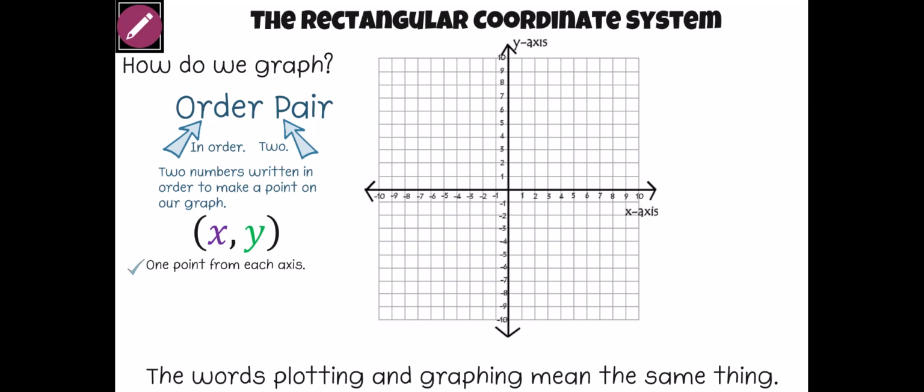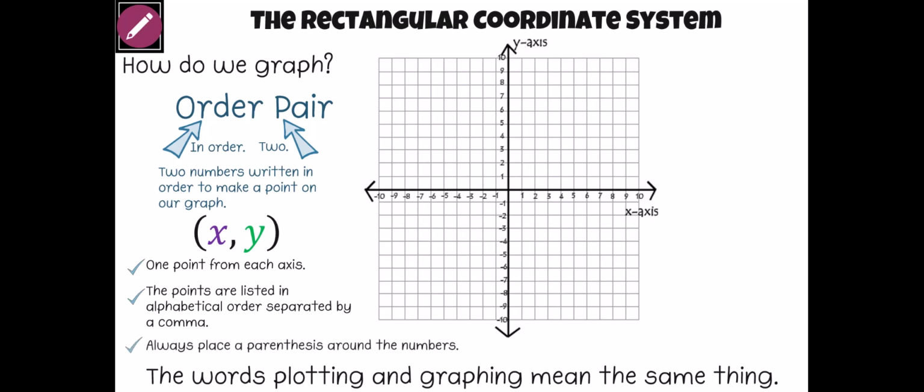Notice the x-axis and the y-axis. The points are listed in alphabetical order, separated by a comma. This is really important. Students always mess this up. Remember, alphabetical order, x, comma, y. And finally, always place a parentheses around the numbers. Please, please, please. If you just write like 5, 7, that's just 5, 7. But when you put a parentheses around it, it means an ordered pair. Don't put something other than a parentheses because in math that means something else. So the parentheses is really important.